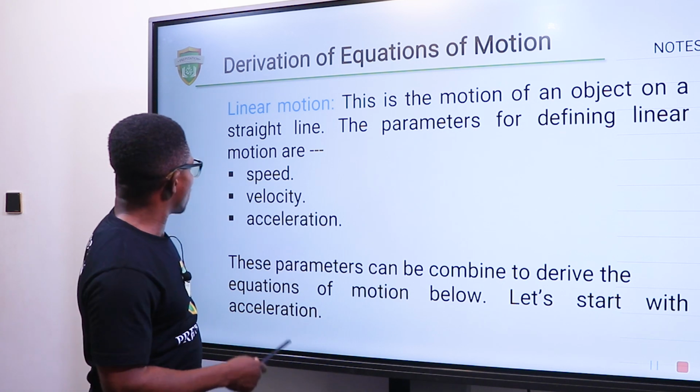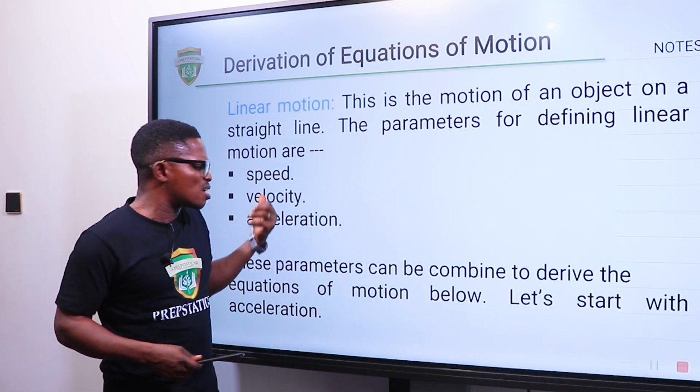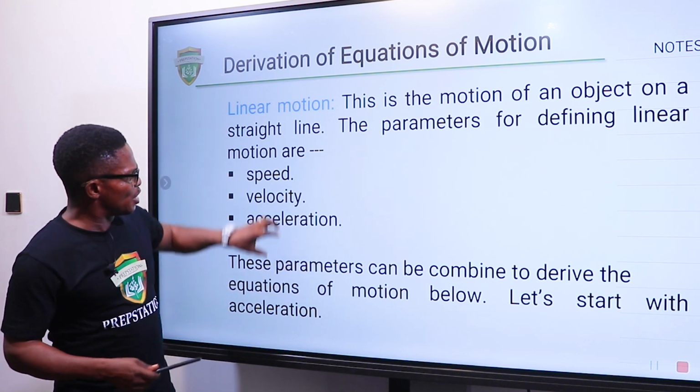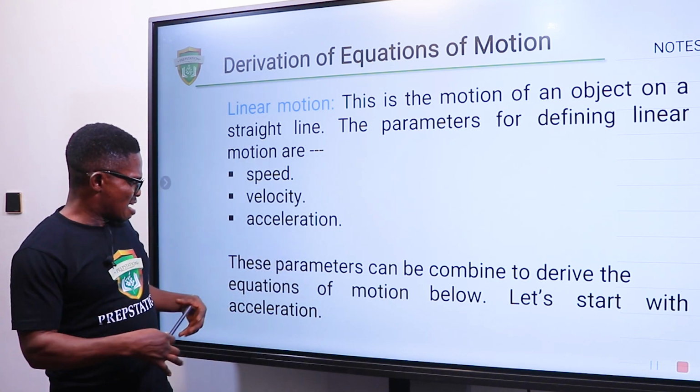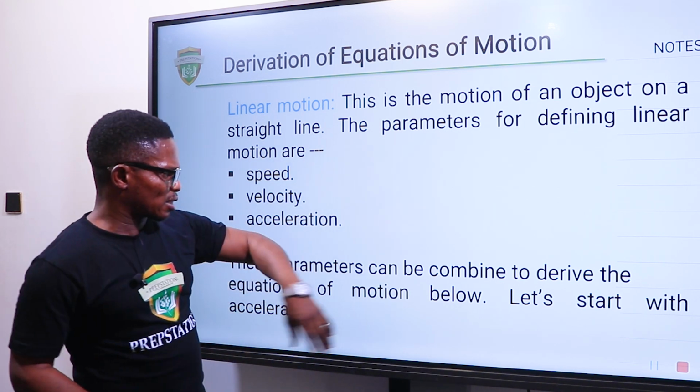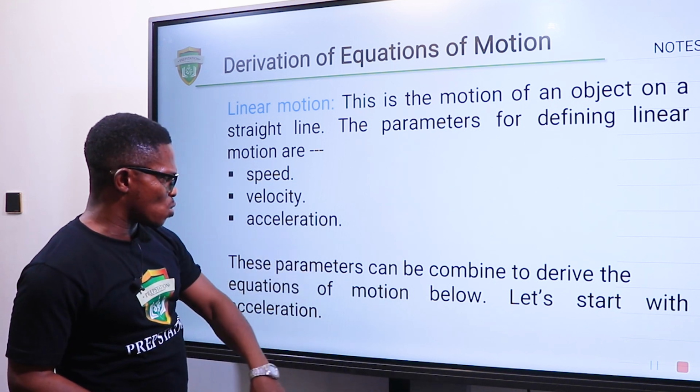The parameters for defining linear motion are just three. Number one, we have speed. Number two, velocity. Number three, acceleration. And each of these, they are related, or they are also involved with time. Okay, now these parameters can be combined to derive the equation of motion below.